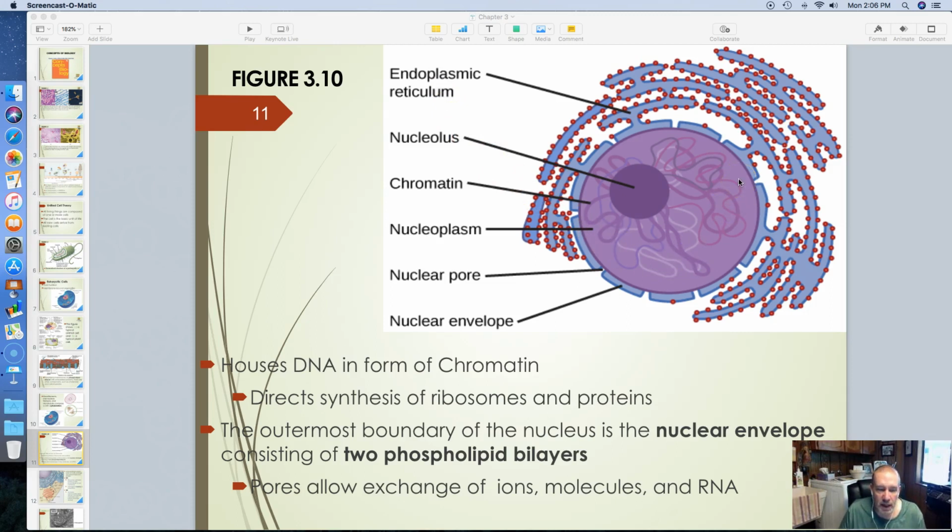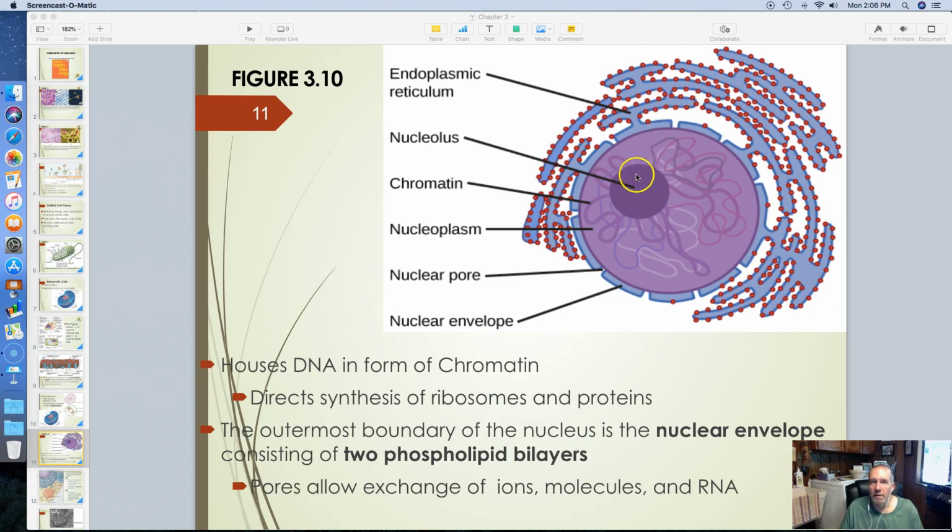This image, which is on page 71, figure 3.10, if your book is numbered differently, shows the nucleus. So this is zooming into the nucleus, and then the nucleolus. And remember, the nucleus is where the DNA is housed. Immediately around the nucleus is what's called a nuclear envelope, which is an outer protective covering. And in close proximity to that is the endoplasmic reticulum.